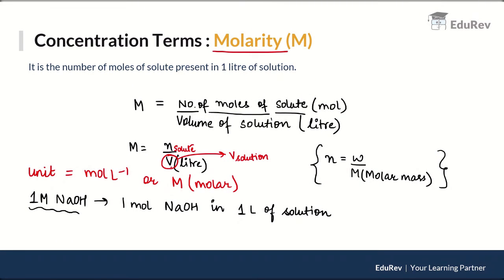Next concentration term is molarity. So how do we define molarity? It is the number of moles of solute present in 1 liter of solution. ठीक है? It is represented by capital M symbol. ठीक है? और फॉर्मूला क्या हो जाएगा हमारा M equals number of moles of solute. So it will be given in moles, right? And volume of solution.